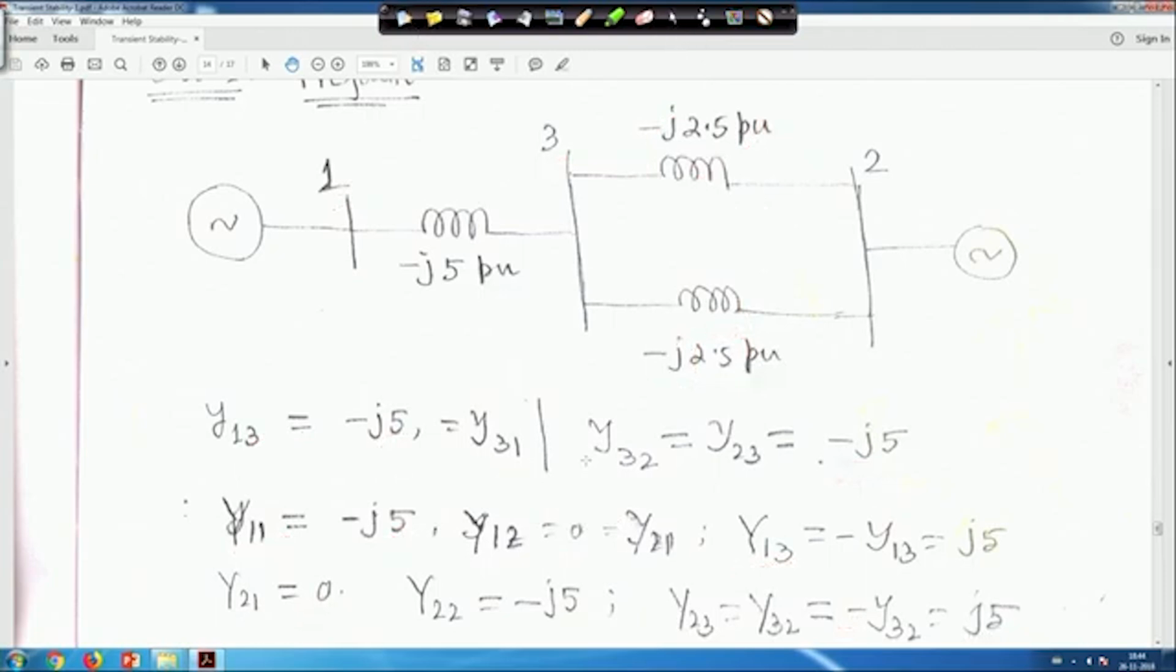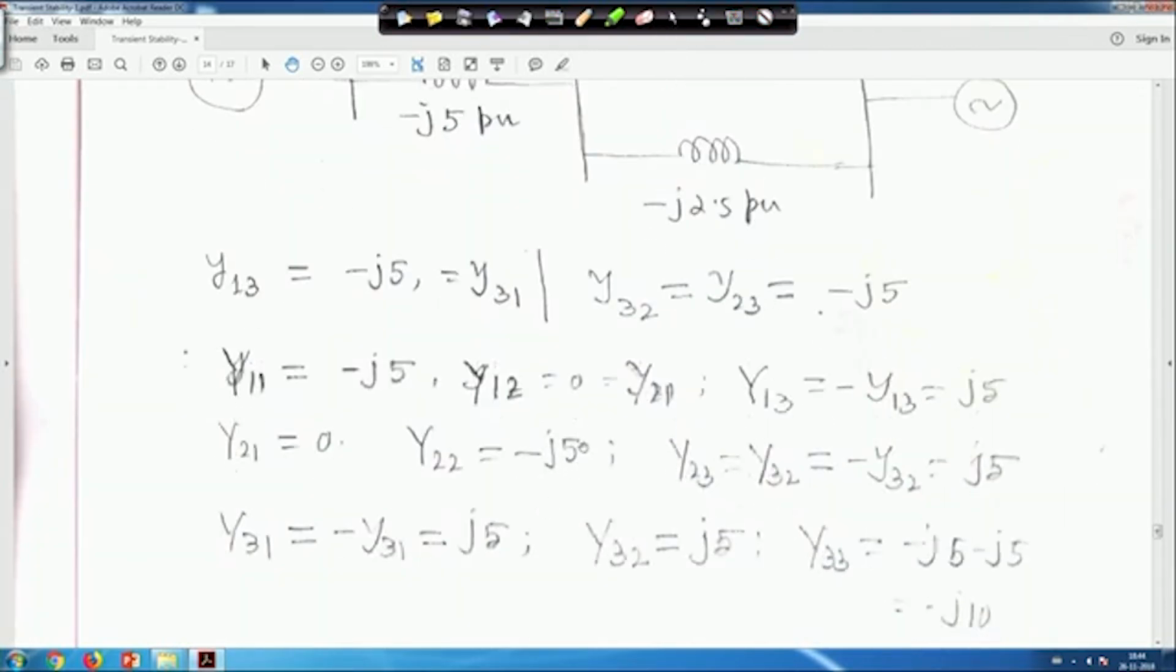This matrix I have shown later, but in terms of this thing, similarly y31, one thing is left.